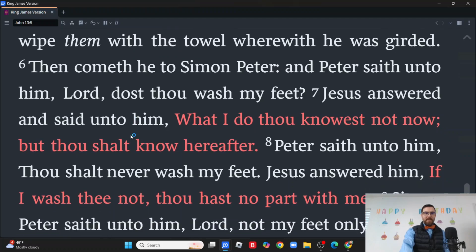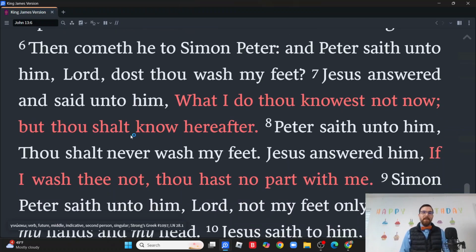Then cometh he to Simon Peter. And Peter saith unto him, Lord, dost thou wash my feet? Jesus answered and said unto him, What I do thou knowest not now, but thou shalt know hereafter. Peter saith unto him, Thou shalt never wash my feet. Whoa. So excited to look at that.